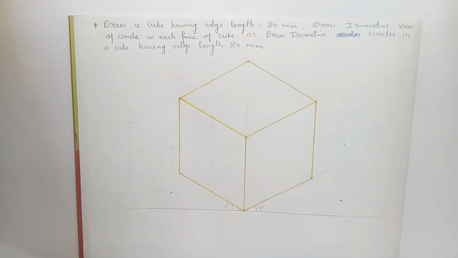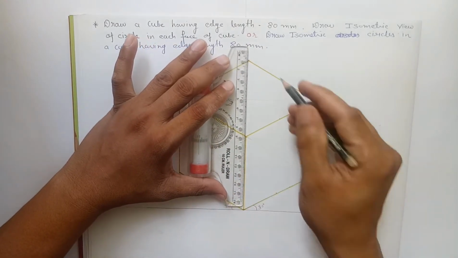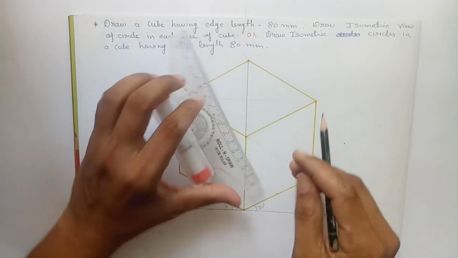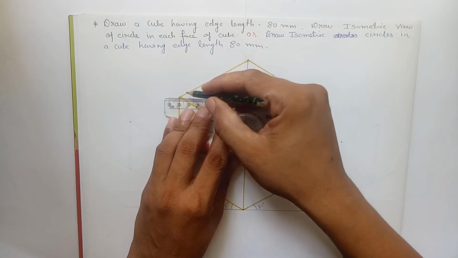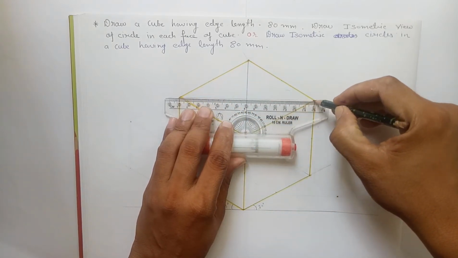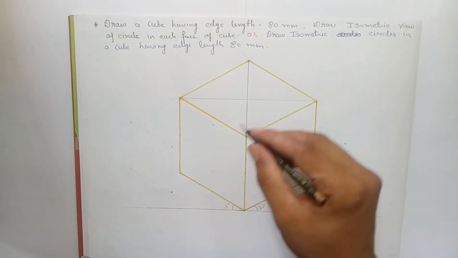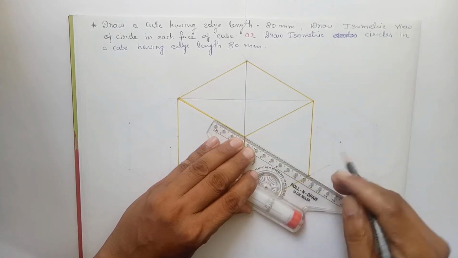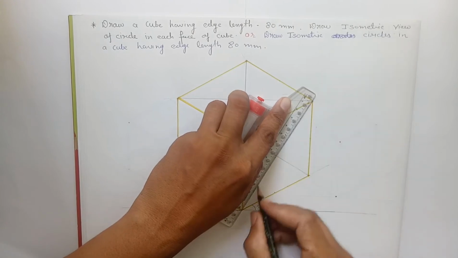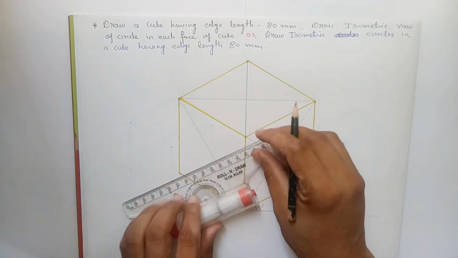Now to draw the isometric circles we have to follow the 4 center method. So how can we derive those 4 centers? First of all, we have to draw the diagonals of the rhombus, that is a horizontal diagonal and a vertical diagonal. Here in this face also we have to draw 2 diagonals of this rhombus. So these are the diagonals of the rhombus. Here also we have to draw the diagonals of the rhombus.